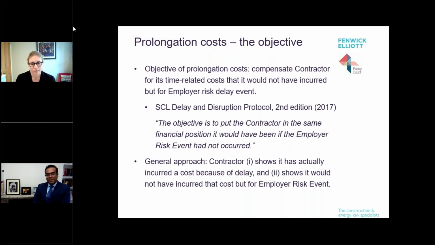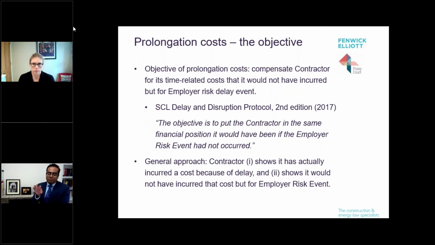So what's the purpose of prolongation costs? What are they trying to achieve? And the more complex questions that we're going to come onto in this talk, the answers to those questions start with a solid understanding of what prolongation costs are trying to do. And the purpose is to compensate the contractor for time-related costs that they would not have incurred but for employer risk delay events. And that chimes with the SCL delay and disruption protocol, which is on the slide there.